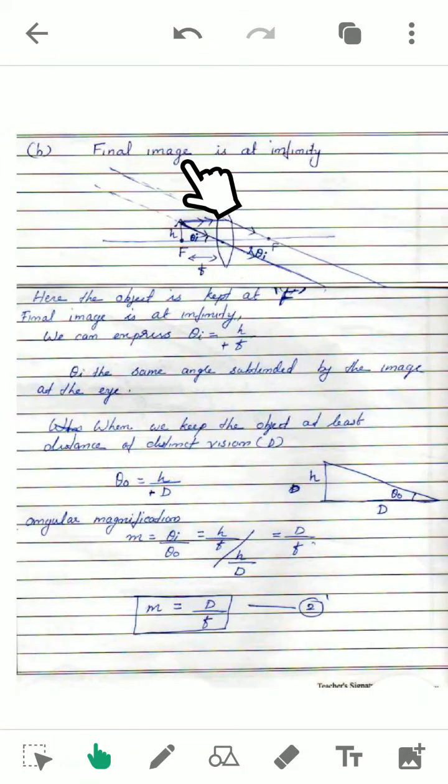Next we have to consider the final image is at infinity. Here the object is placed at f. So the final image is at infinity. Here we cannot measure the height of the image. So we will consider the angle subtended by the image at the eye, that is theta I, and the angle subtended by the object at the eye. Here we kept the object at f, but here you can see that I wrote d. Why? Because the object is placed at the least distance of distinct vision, d is equal to 25 centimeter. Then only it is visible to us.